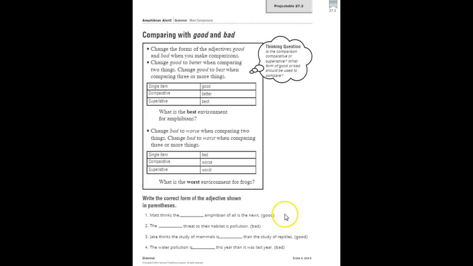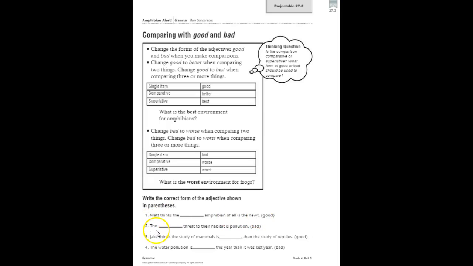So we're going to think about the correct form of the adjective in parentheses. Matt thinks the good amphibian of all is the newt. We're talking about all the amphibians. We're talking about more than three. So we need to make good best. Matt thinks the best amphibian of all is the newt.